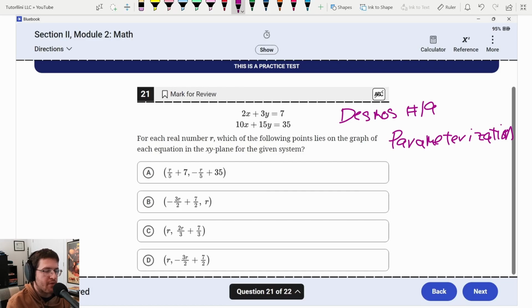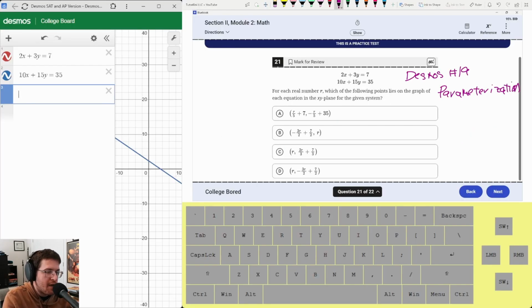Okay, question 21. I go over how to do these in great detail in my Desmos number 19 on parameterization. I really don't think there's any benefit to the by hand method for the vast majority of people, so let's jump to Desmos. Okay, so I typed in these two lines, and I noticed they're the same line. That's helpful. Got infinitely many solutions. I'm going to set up a slider for r, so I'll type in like r equals 1. And we don't care about that circle that it plots, so you could just hide that. And now I will type in all of the points.